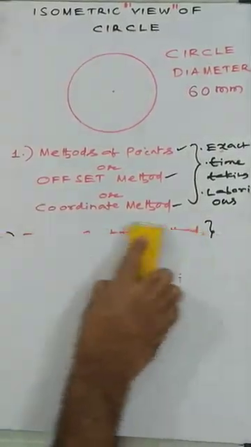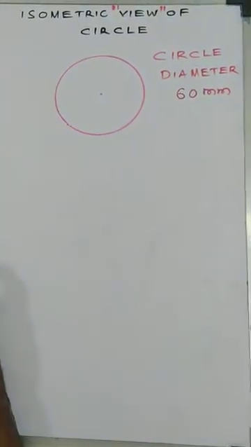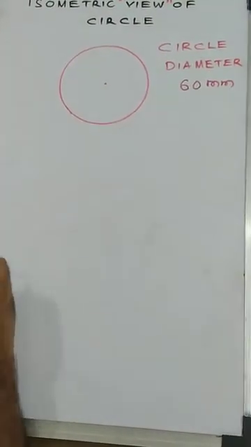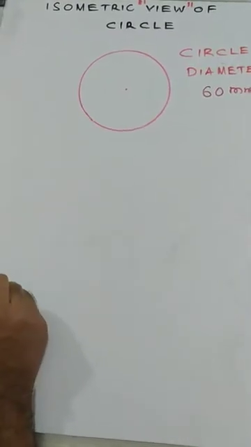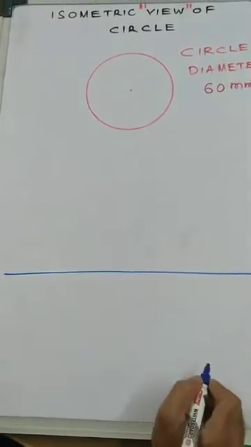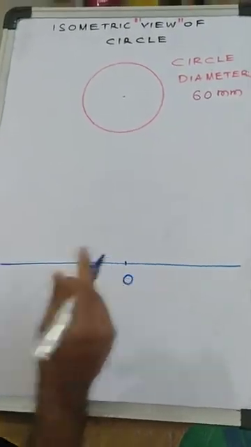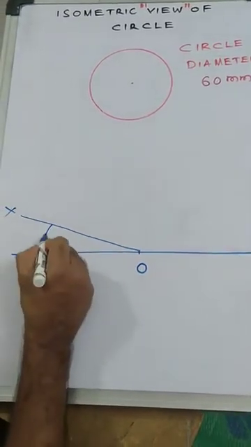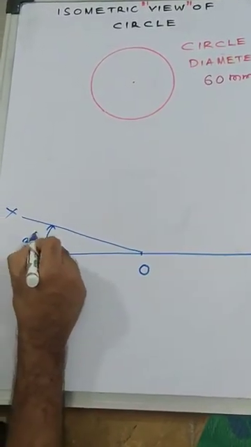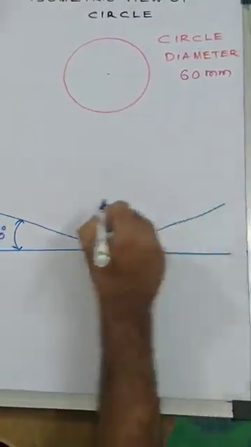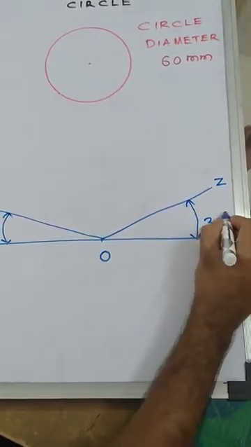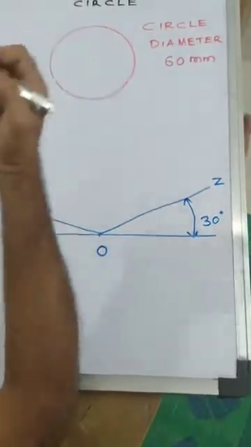Now I am erasing this information. I am drawing the isometric axis. Then I will construct the isometric view of a circle. I am going for its top view first. Draw a horizontal line, named point O. This is the OX axis, angle is 30 degrees. The OZ axis angle will be 30 degrees. What is its diameter? 60.